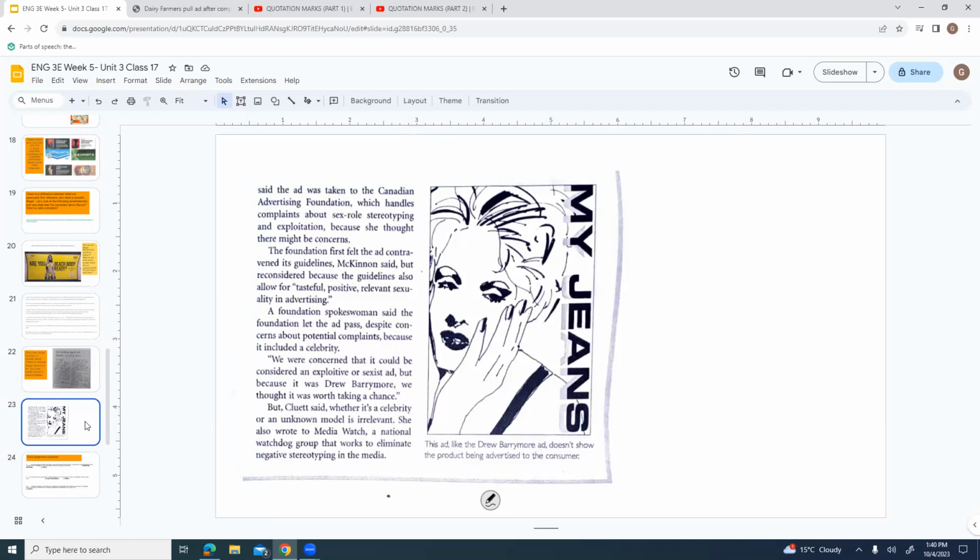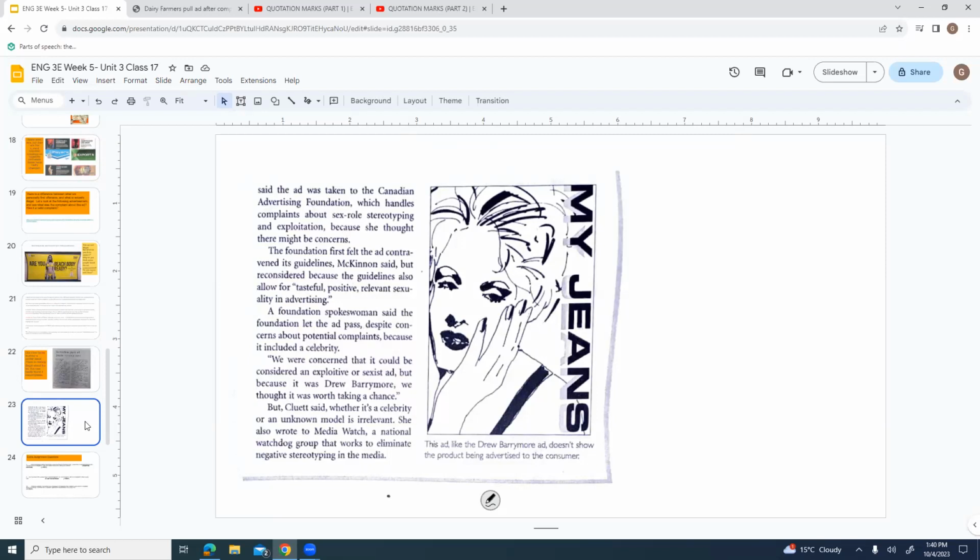A foundation spokeswoman said the foundation let the ad pass despite concerns about potential complaints because it included a celebrity. We were concerned that it could be considered an exploitive or sexist ad, but because it was Drew Barrymore, we thought it was worth taking a chance. But Cluett said whether it's a celebrity or an unknown model is irrelevant. She also wrote to Media Watch, a national watchdog group that works to eliminate negative stereotyping in the media.